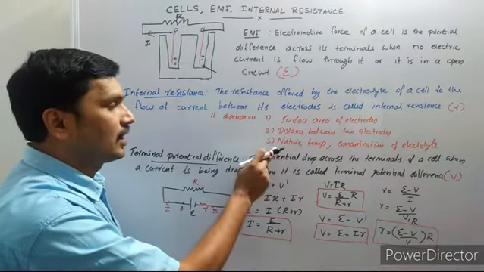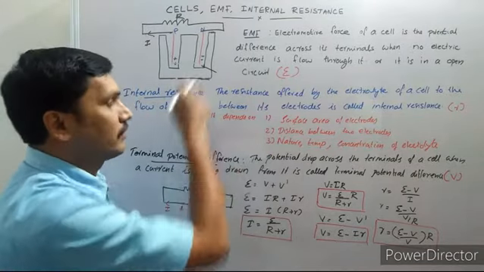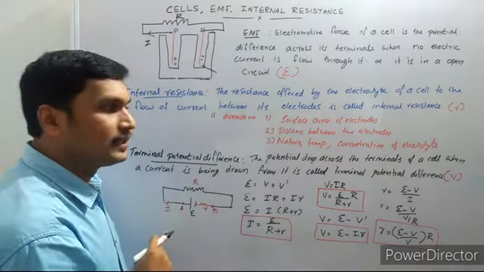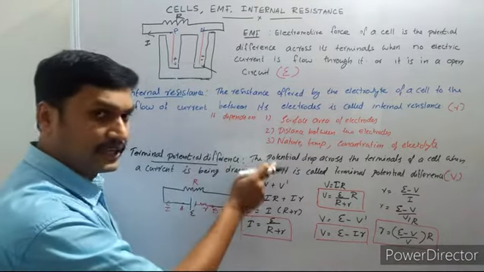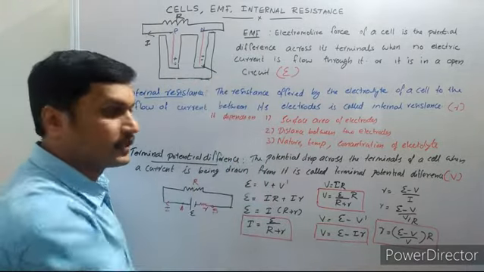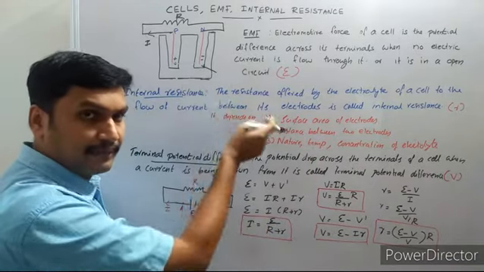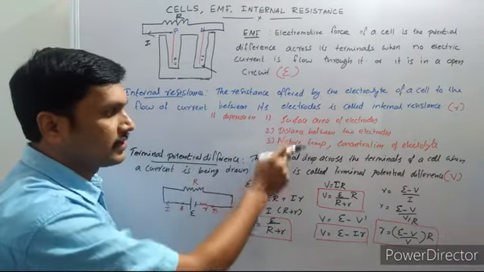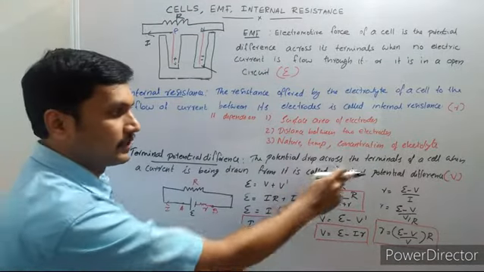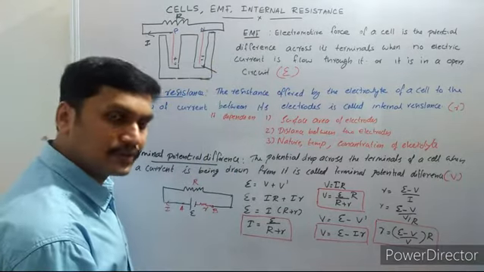The internal resistance also depends on the following factors. One is the nature of the electrolyte. We can take different types of electrolyte, so it depends on the nature of the electrolyte. When the electrolyte changes, the internal resistance also changes. Then it depends on the temperature. When the temperature changes, the internal resistance also changes. Then the concentration of the electrolyte: when the concentration changes, the internal resistance also changes.